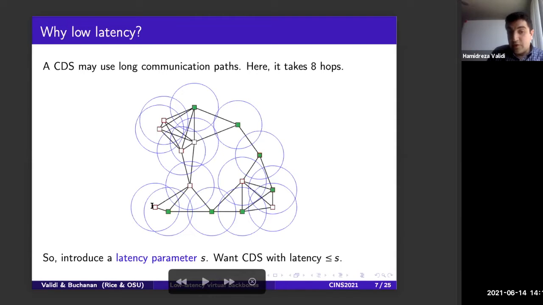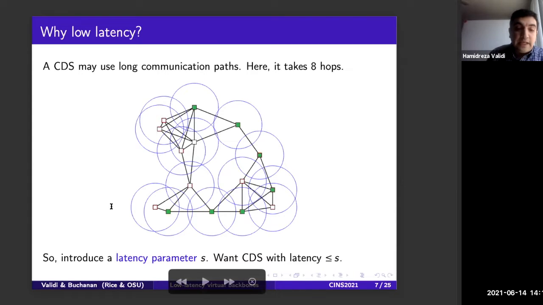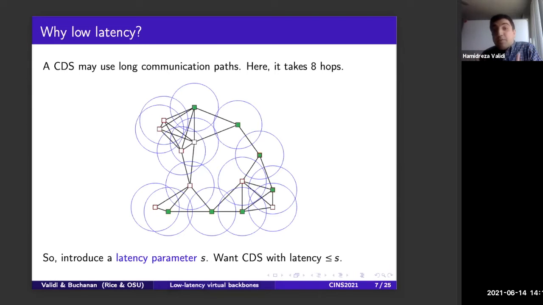So you will see that you need to take 8 steps here: 1, 2, 3, 4, 5, 6, 7, 8. So you need to take 8 steps, or 8 hops, to reach the destination. That is why we introduce a latency parameter S, because maybe 8 hops might be too much. For example, in the fire sensing application that we mentioned, if a fire happens here, then after 8 hops, if we want to get the message here, it might be too late.